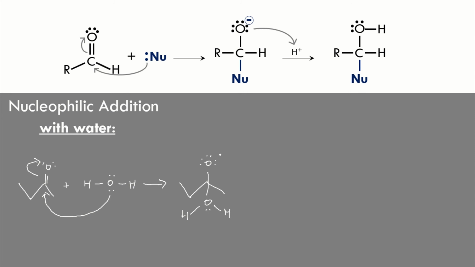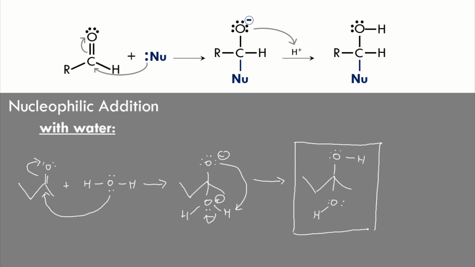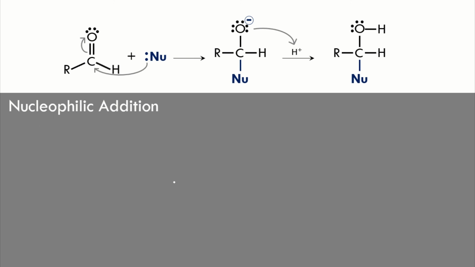Checking formal charges, we see that this oxygen atom above has a negative charge, and that the oxygen atom below has a positive charge. Lastly, one of the lone pairs of the negatively charged oxygen atom takes the hydrogen atom below, which leaves its electrons behind, giving us our final product, a geminal diol.